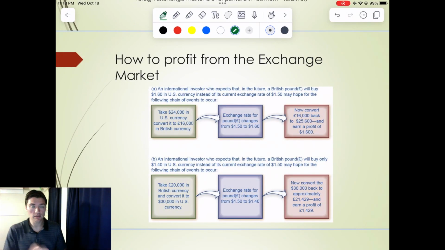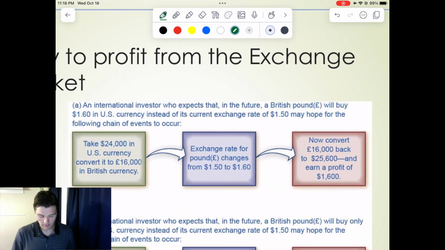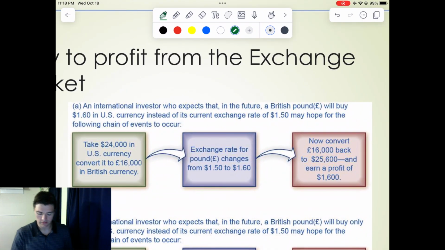Okay, guys, so here's how we're going to profit off of the foreign exchange market. We're an international investor who expects that in the future, the British pound will buy $1.60 in U.S. currency instead of the current exchange rate, which is $1.50. We may hope for the following chain of events to occur.